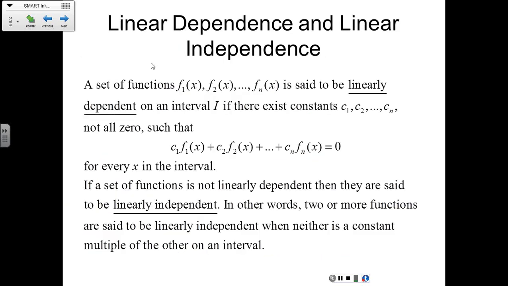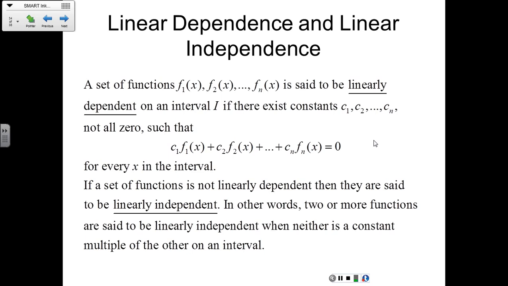Linear dependence and linear independence. A set of functions is said to be linearly dependent on an interval I if there exist constants that are not all zero. So if it's the same thing and all you've done is just multiplied by a new constant, they're linearly dependent for every x in that interval. If the set of functions is not linearly dependent, then they're said to be linearly independent. In other words, two or more functions are said to be linearly independent when neither is a constant multiple of the other on that interval.